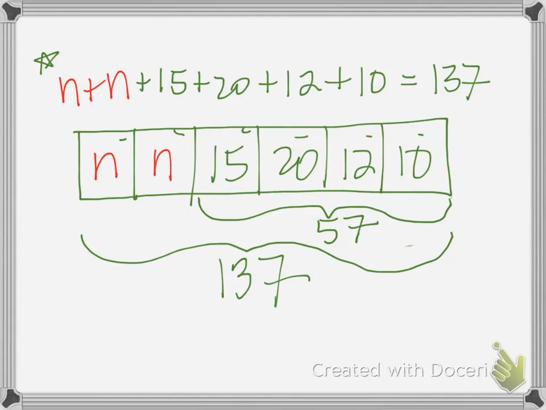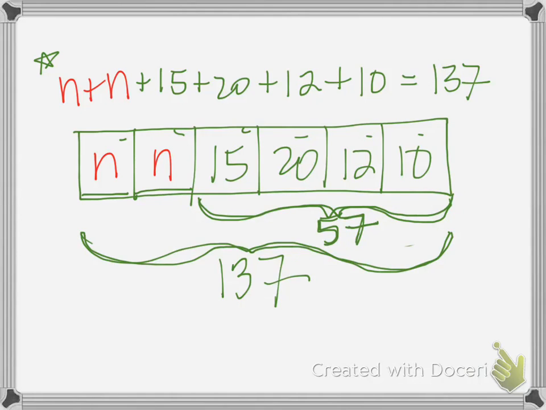So I've gone ahead and used my n for my 2 unknowns here, and then I've plugged in. I know this entire tape diagram is going to equal 137, but I also know that this right here, what I know already, I've added those up, and they equal 57 feet.